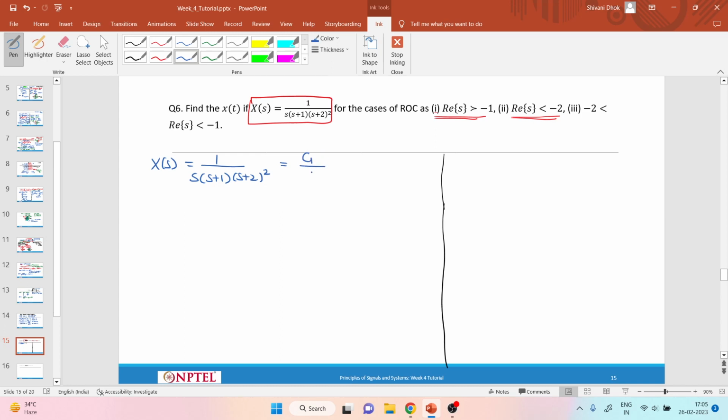So this is c1 upon s plus c2 upon s plus 1 plus lambda 1 upon s plus 2 plus lambda 2 upon s plus 2 square. The lambda 1 and lambda 2 terms are arising because I'm having a repeated pole with multiplicity of 2 at minus 2. So these two correspond to this.